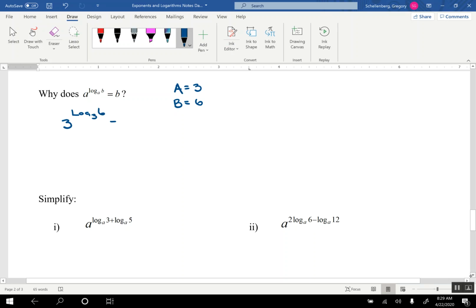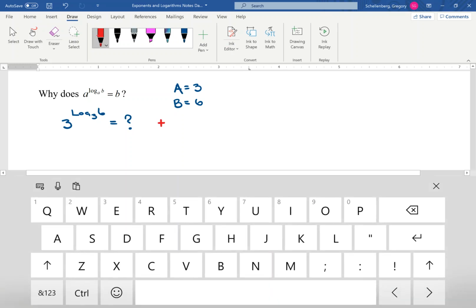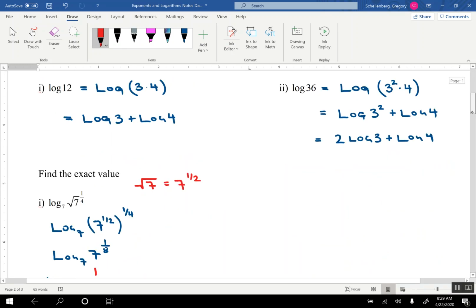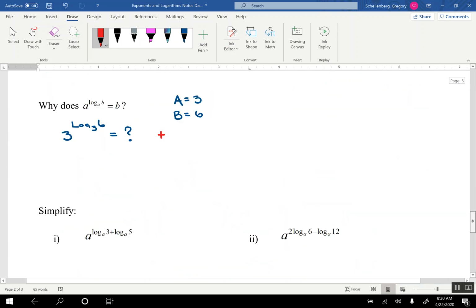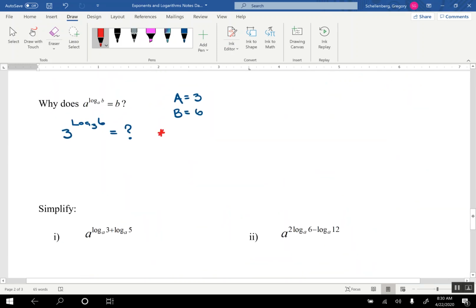Now at this point, we don't know what the solution is. Well, we're told that the solution is going to be 6, but the question is why. So this is an exponential at the moment. Let's convert it to a logarithm.